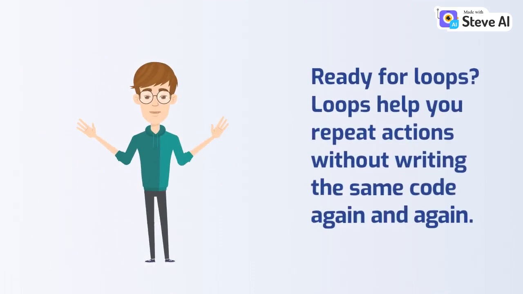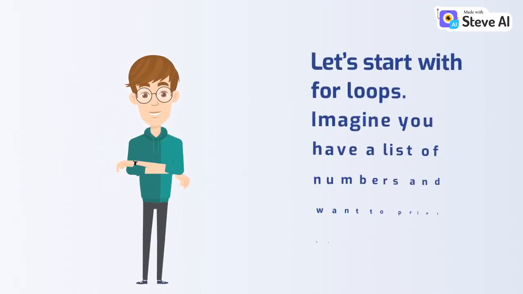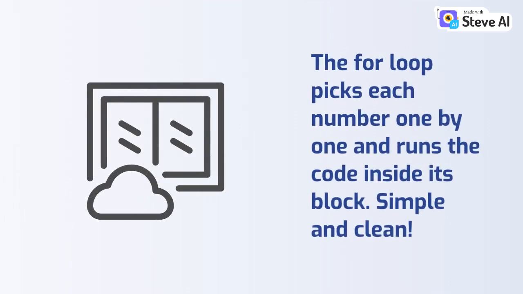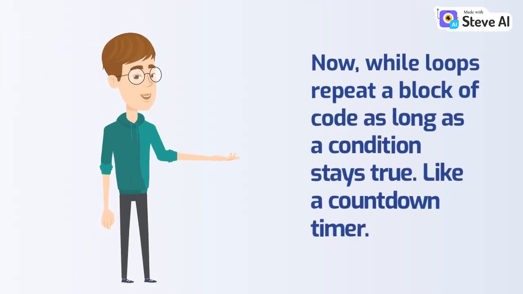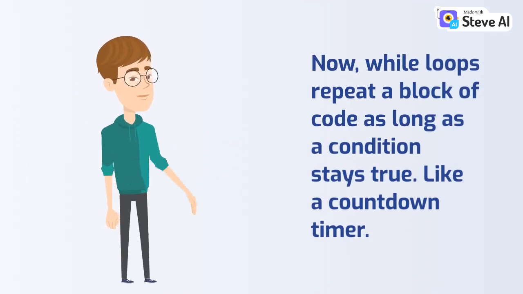Ready for loops? Loops help you repeat actions without writing the same code again and again. Let's start with for loops. Imagine you have a list of numbers and want to print each one. The for loop picks each number one by one and runs the code inside its block. Simple and clean. Now, while loops repeat a block of code as long as a condition stays true, like a countdown timer.